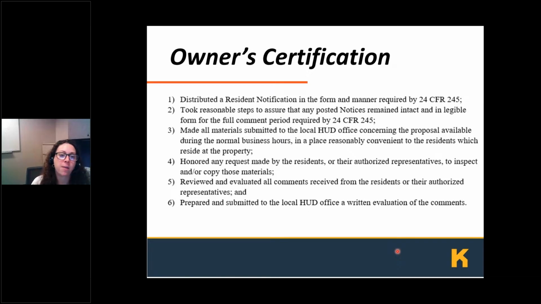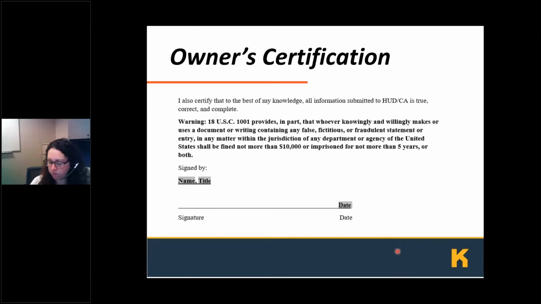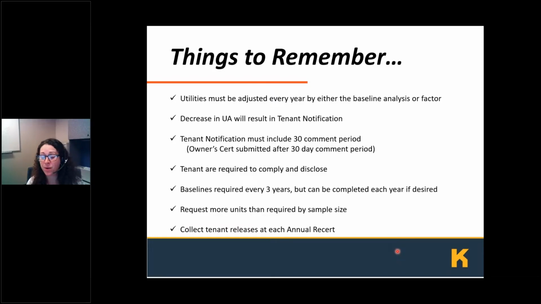All right, this is the bottom half of that notice. I don't really need to go over that, but I just wanted to put that in there. This is the bottom half of that owner certification. Okay, so that really wraps up that tenant notification section, and we are at the end of this presentation.